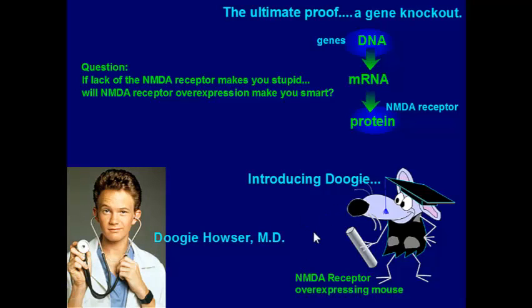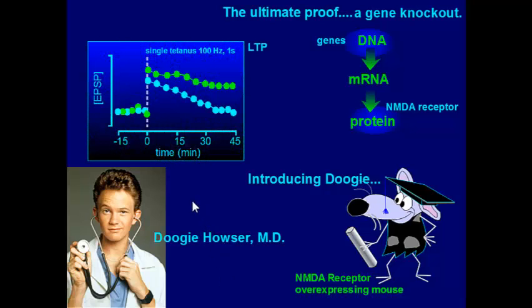Now, they named the animal Doogie. And Doogie apparently comes from an old American television series called Doogie Howser, MD. Doogie Howser was a precocious teenager who had already at age, I don't know, 15 or 16, obtained his medical degree. So he was a medical doctor. Now, the mouse Doogie, not quite that smart. Nonetheless, he shows stronger LTP.